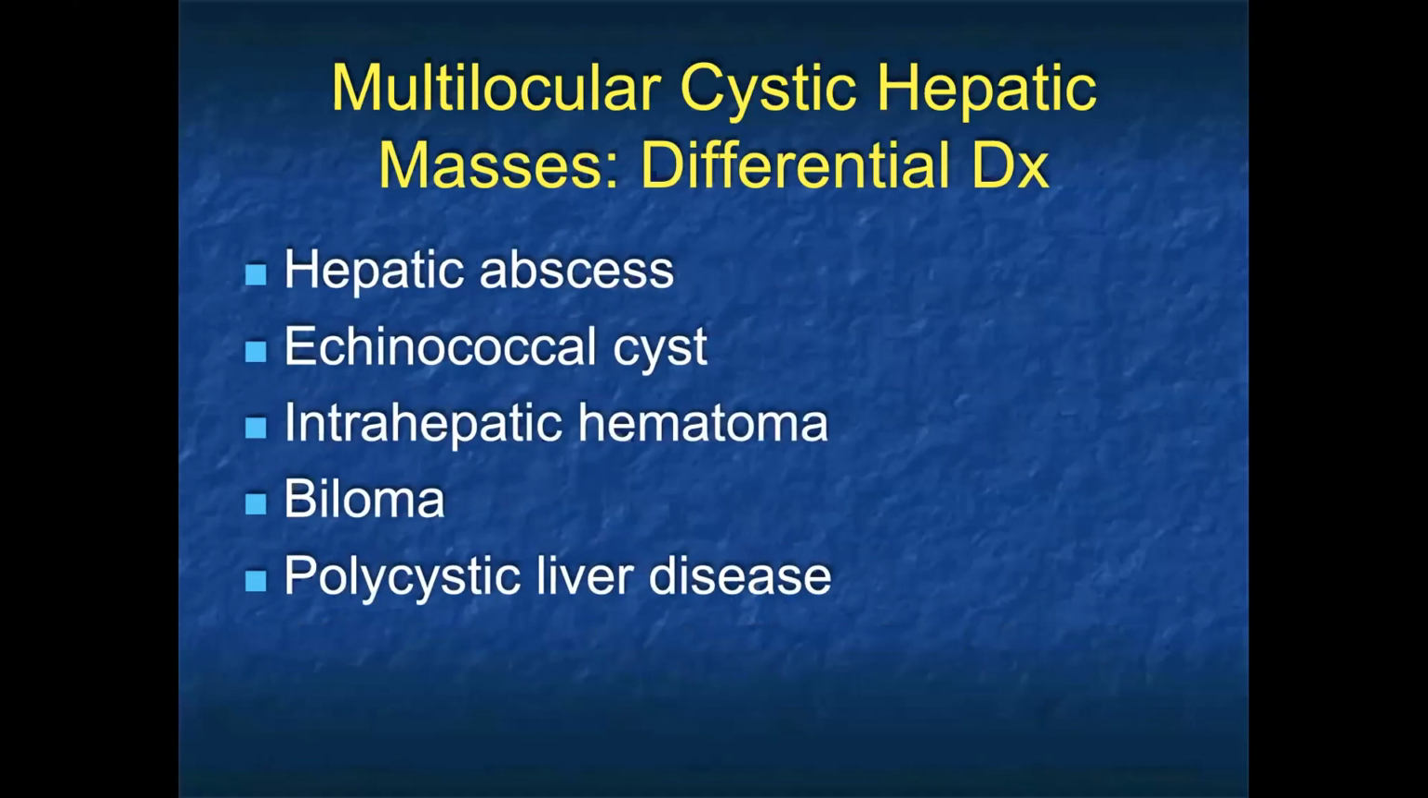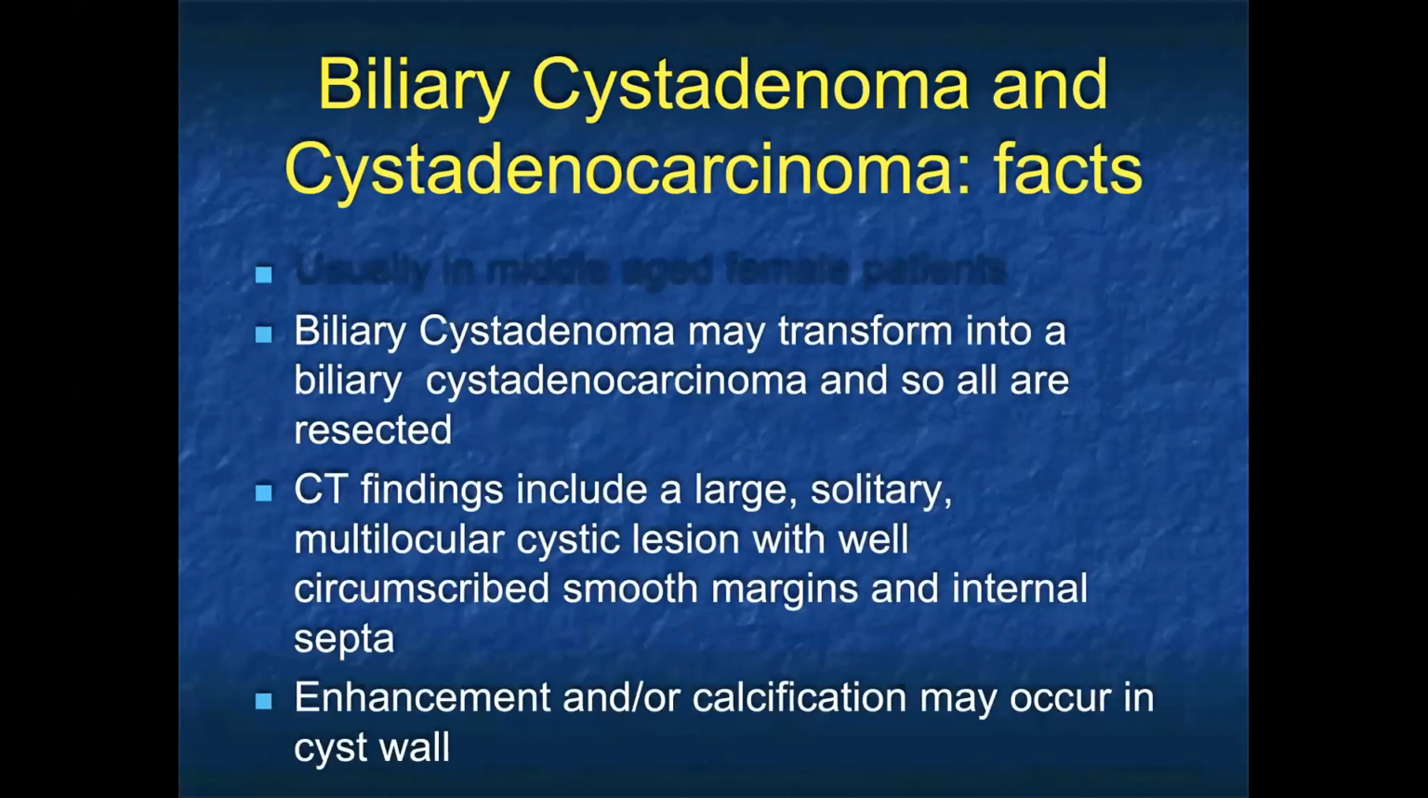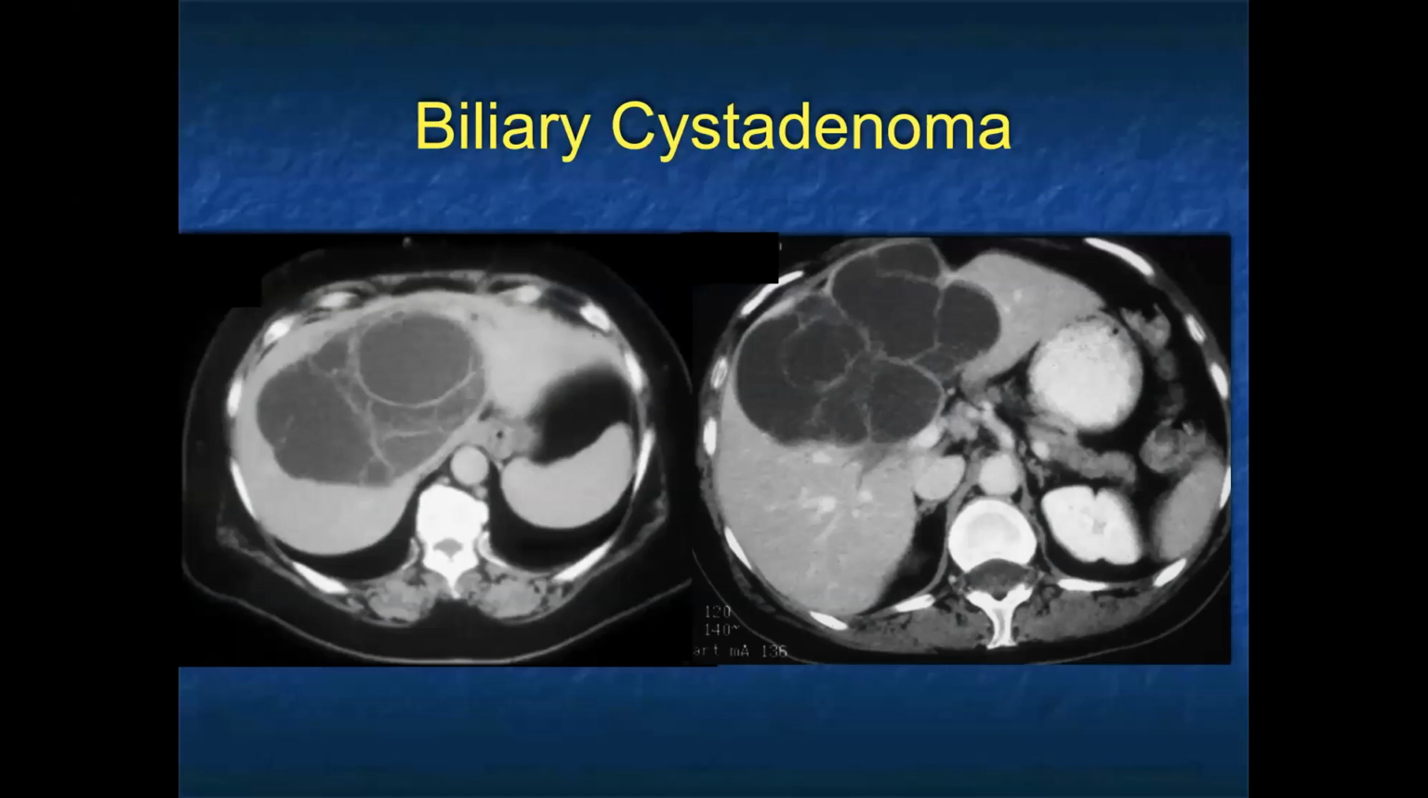We also talk about multilocular cystic liver lesions. Like I showed you an example of an abscess before, hematomas, biliomas, and cystic disease. Now with biliary cystadenoma, it's usually going to be females. Again, cystadenomas can become cystadenocarcinomas, so they're treated the same. The typical appearance is a large cystic lesion with multiple septations. The enhancement of the septations or the wall commonly occurs. And you can see a nice example here of a lobulated lesion, multiple cystic components and multiple septations.